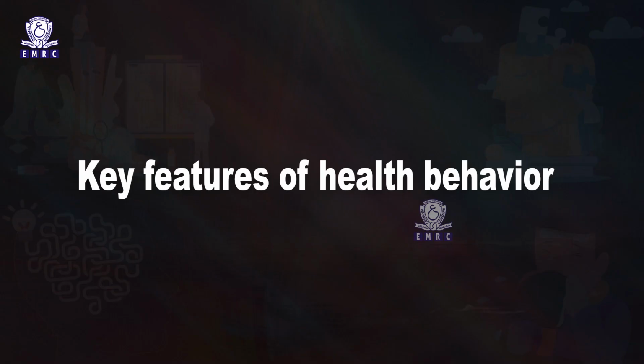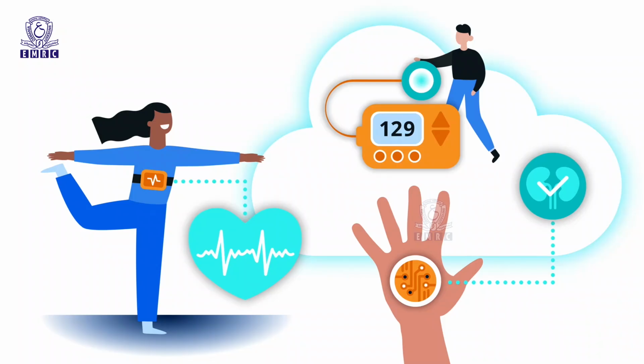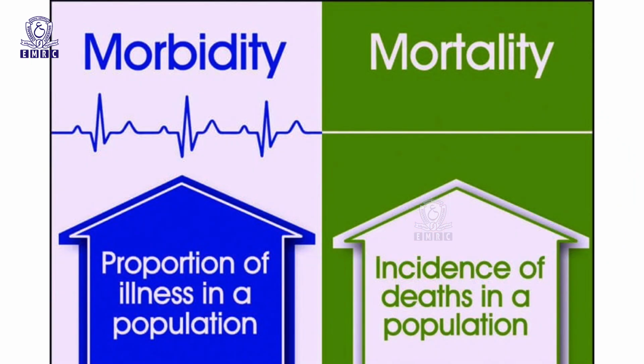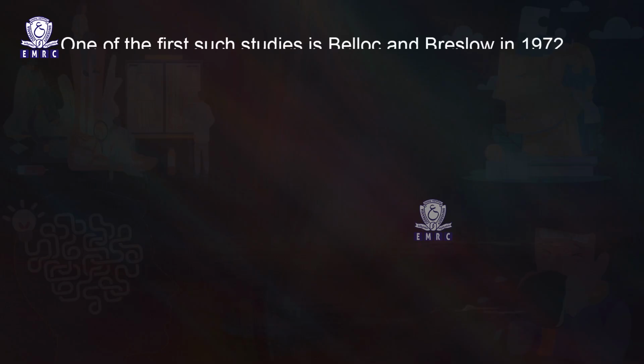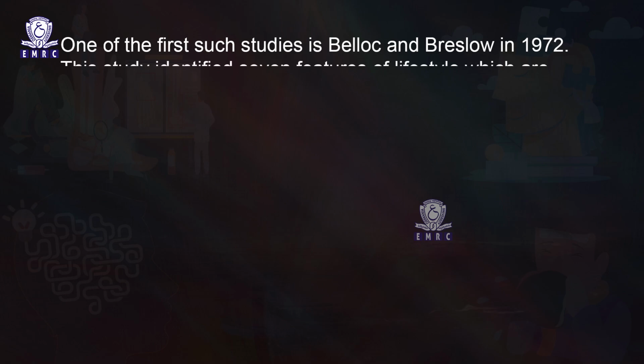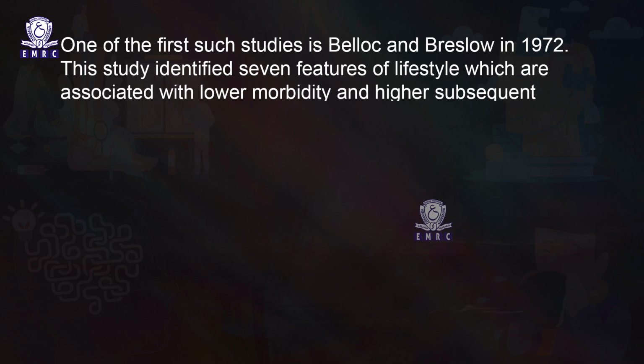Now we will understand what are the key features of health behavior. Numerous studies have examined the relationship between health behavior and health outcome and also have demonstrated their role in both morbidity and mortality. One of the first such studies is Belloc and Breslow in 1972. This study identified 7 features of lifestyle which are associated with lower morbidity and higher subsequent long-term survival.